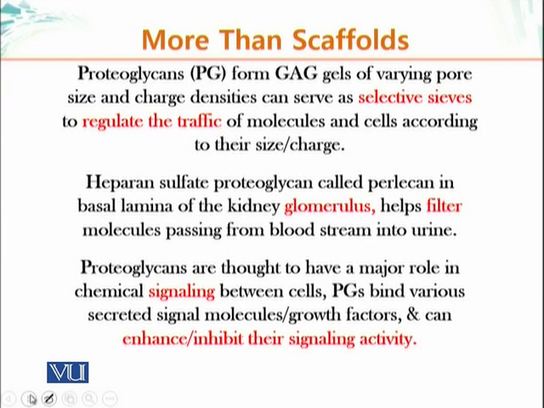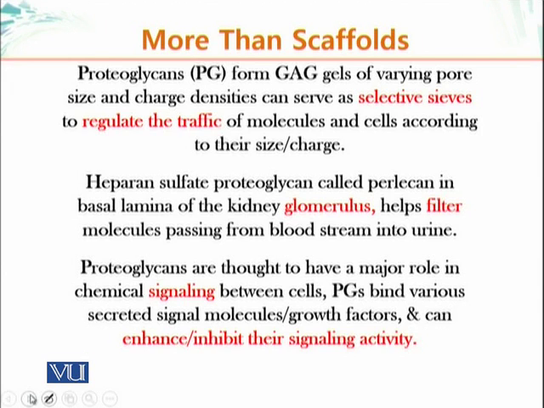So one of the things these molecules do is regulate traffic according to size and charge. Heparan sulfate proteoglycan called perlecan in the basal lamina of the kidney glomerulus helps filter molecules passing from the bloodstream into the urine. So here's a specific example of these molecules acting as selective sieves.